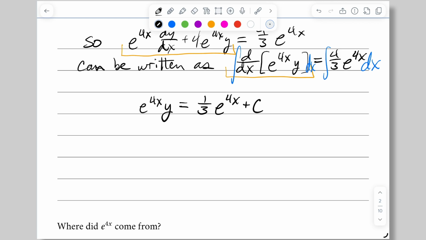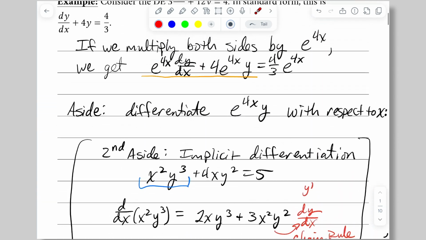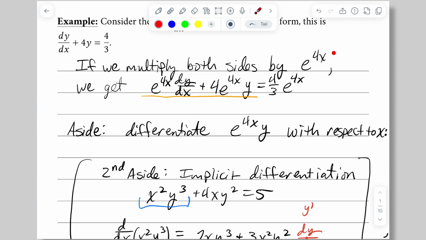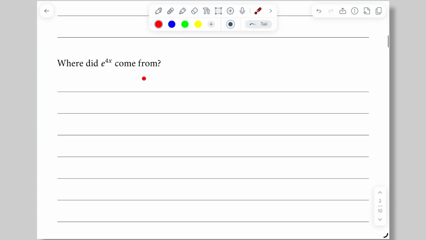integration. And then to solve for y, we simply divide both sides by e to the 4x. And with that constant, I'll actually write it as multiplying by e to the negative 4x. We were able to do that because we multiplied both sides by e to the 4x. The natural question is, where did e to the 4x come from?